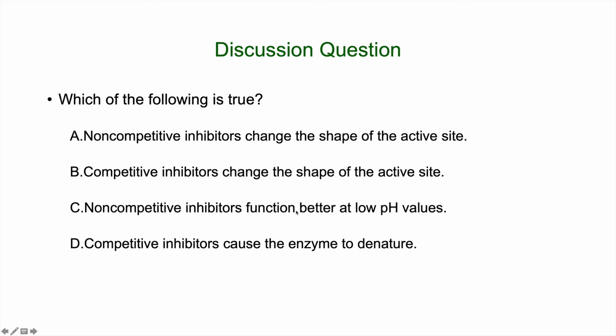Non-competitive inhibitors can't function better at low pH values because at low pH our enzyme is going to denature. And there's no point in inhibiting it because it isn't going to be active. And if competitive inhibitors cause the enzyme to denature, again, there's no sense in having an inhibitor because now the enzyme's denatured. Once it's denatured, it can't be fixed. It's gone. So C and D can't be the possible answers. Competitive inhibitors occupy the active site. It's non-competitive inhibitors that change the shape of the active site. So the correct answer was A.